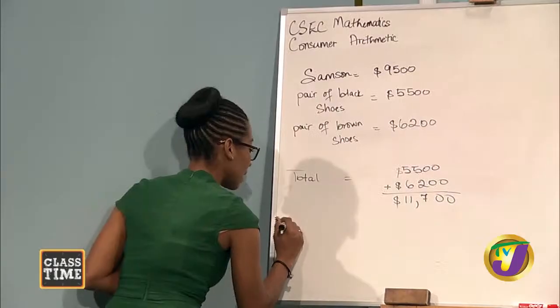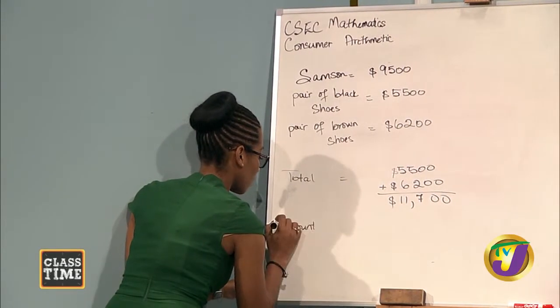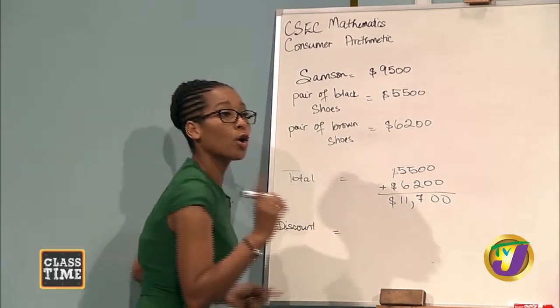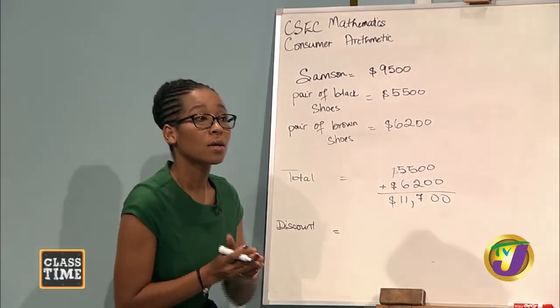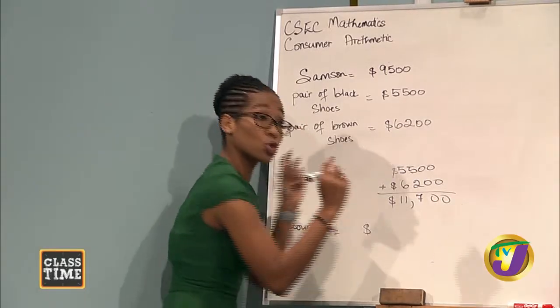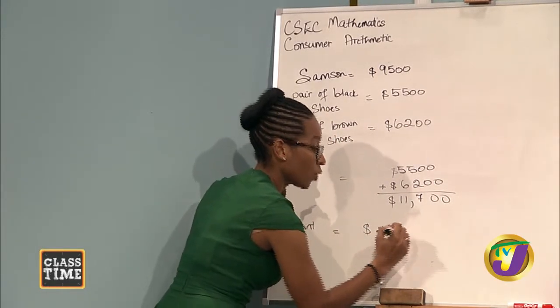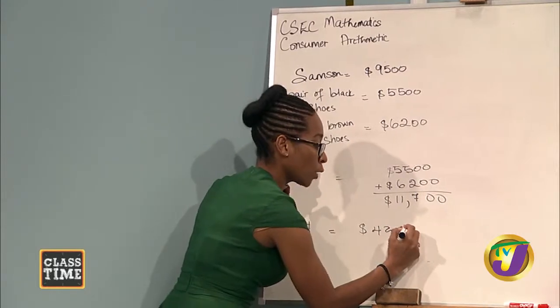So, Samson is getting a discount of $420 off each footwear. That's right. So if it's each footwear and it's 2 pairs of shoes he wants to purchase, that's $420 multiplied by 2.